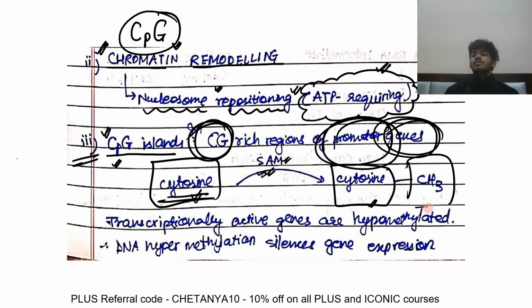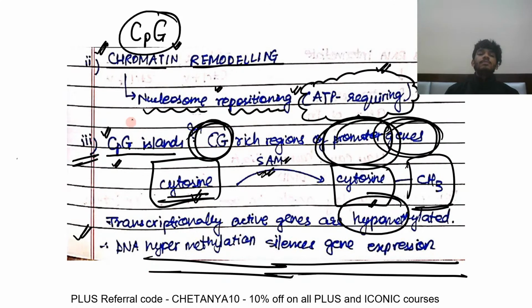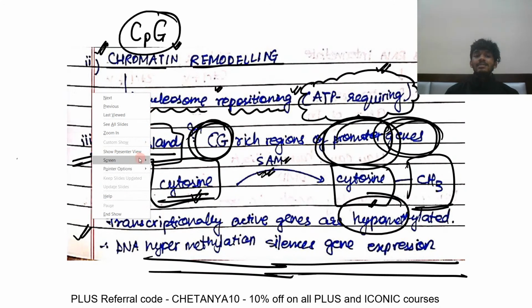Okay. So cytosine gets methylated, and transcriptionally active genes are hypomethylated, but hypermethylation of DNA silences gene expression. So CpG islands will silence gene expression. How is that done? See here.